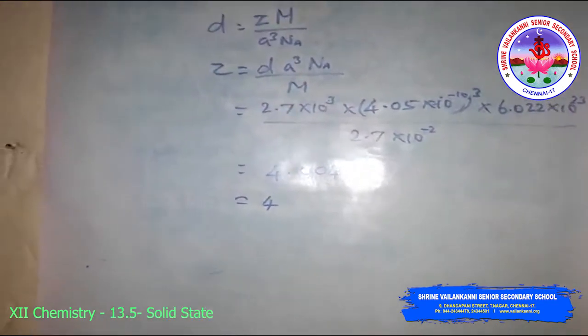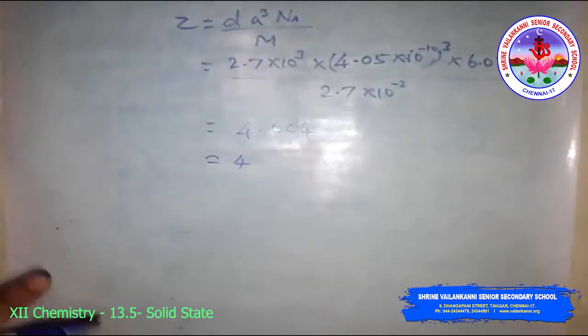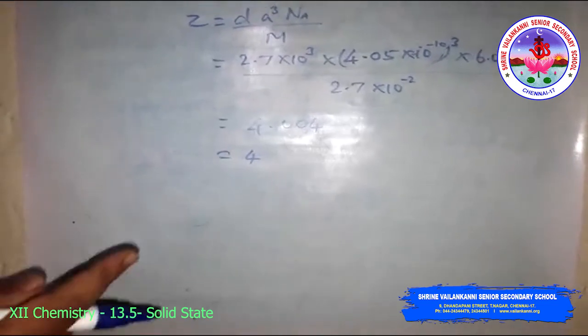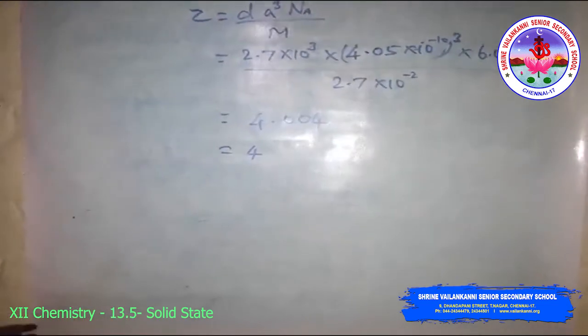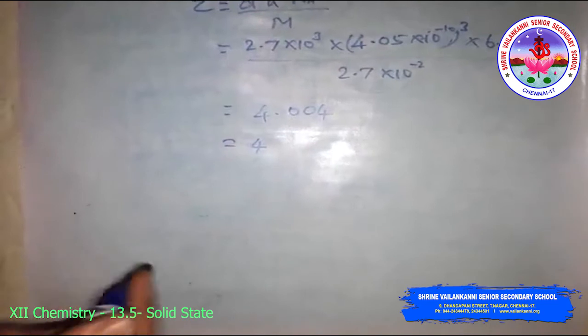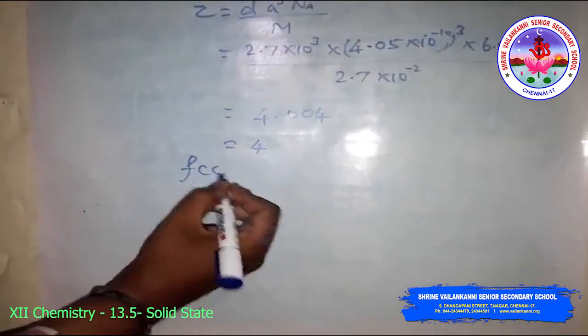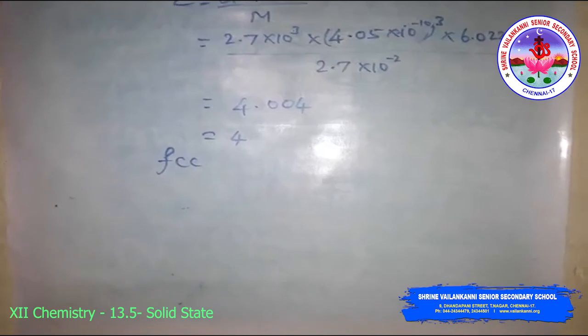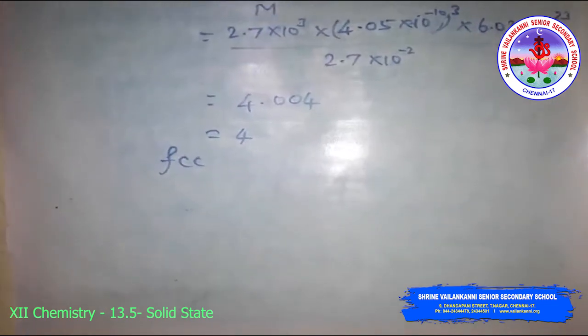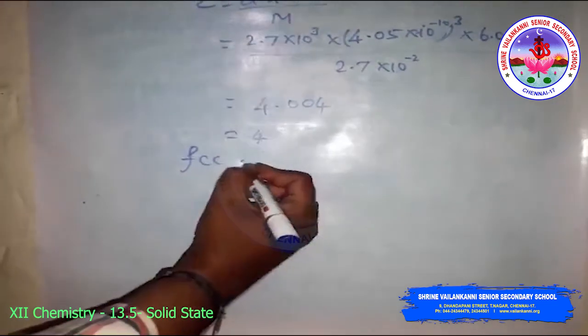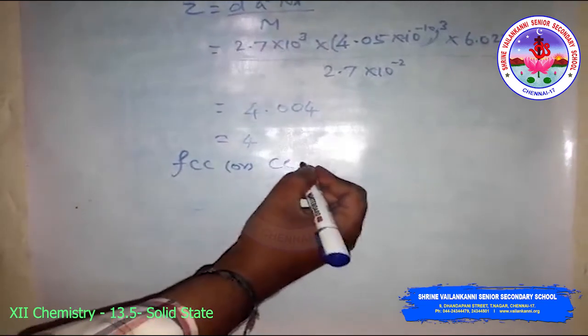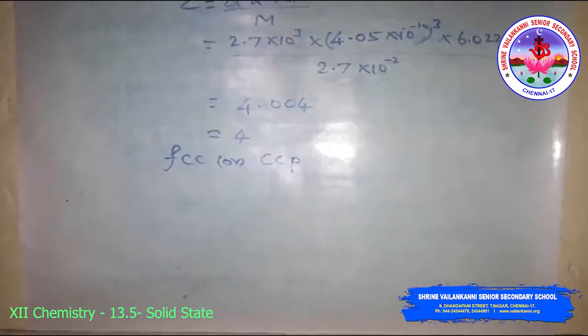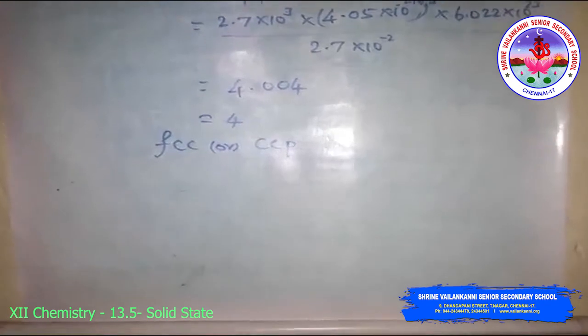Here the 4 means what? This implies that 4 atoms of the element are present per unit cell. So the unit cell is FCC, face-centered cubic, or cubic close packed. So this is the nature of the cubic unit cell.